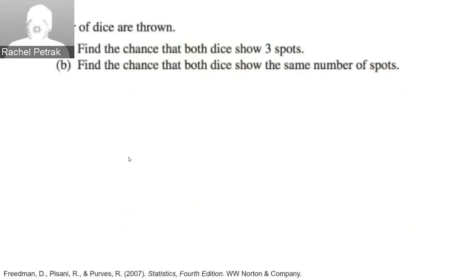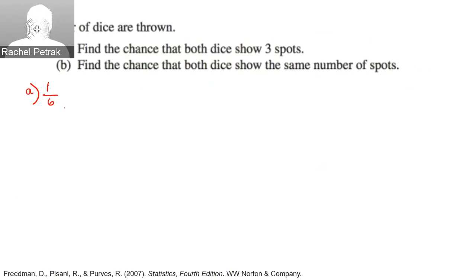In our first exercise, a pair of dice are thrown. First, let's find the chance that both dice show 3 spots. So remember, the first thing to think about is, are the dice independent? Yes, dice always function independently, much to the chagrin of craps players. So the chance of each die showing 3 spots is 1 out of 6.